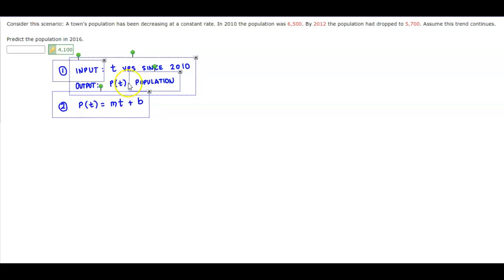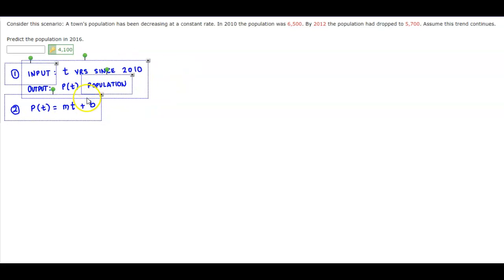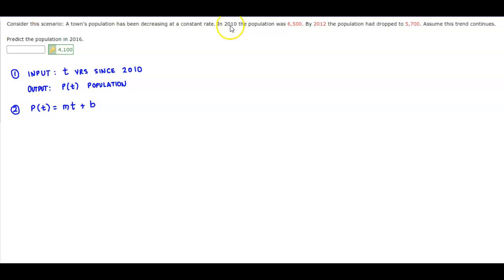Okay, well, the first thing we want to do is discuss what represents the input and what represents the output. So the input is going to represent T years since 2010, since 2010 is where it's starting in our question. The output is going to be P of T, which represents the population. Now, since it is decreasing at a constant rate, we know that this is a linear situation. So it's going to be P of T equals M times T plus B, where M is the slope, T represents the years since 2010, and B is the y-intercept.